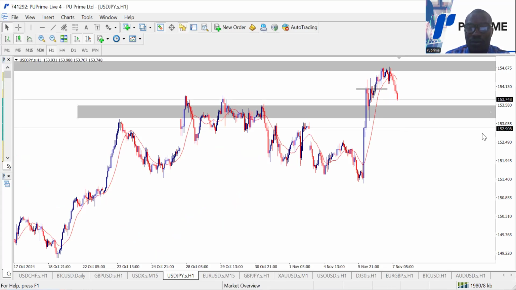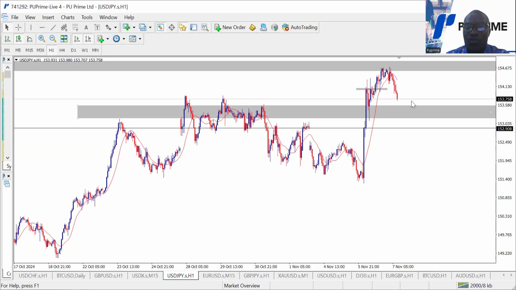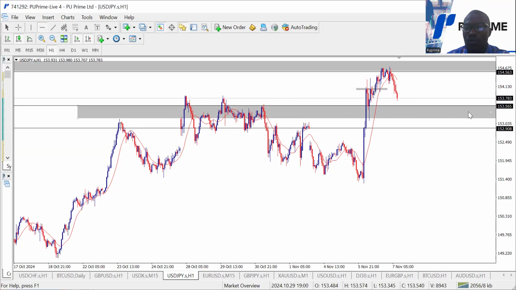Once we have a break of structure or market breaks this 1 hour low, our best bet is to look at 152.908 region. So once you look at 152.908 region and we realize that market rejected that level and probably created an engulfing candle pattern, we can take our short sell up to 154.675. But if market rejected at this level also, 153.580 region, then we can also take our short sell.